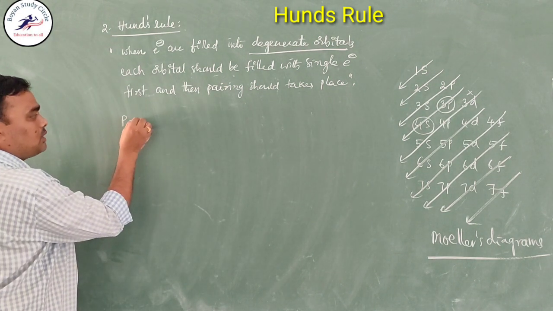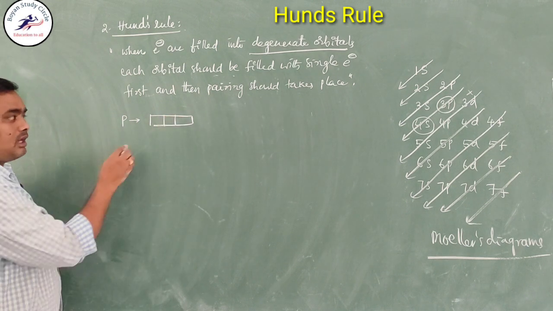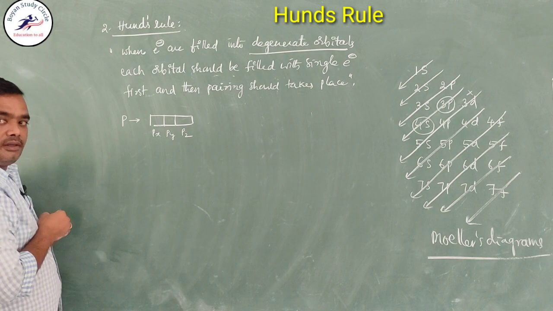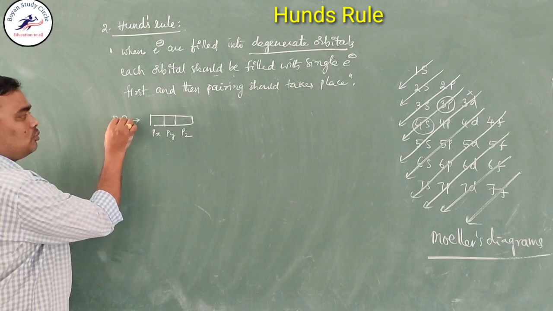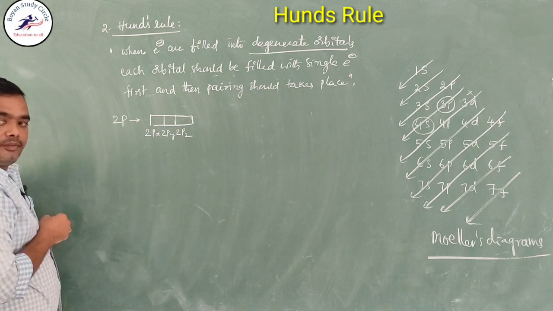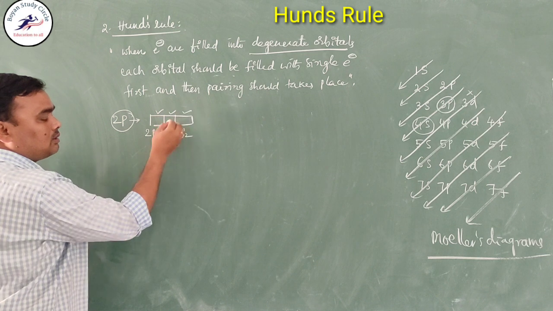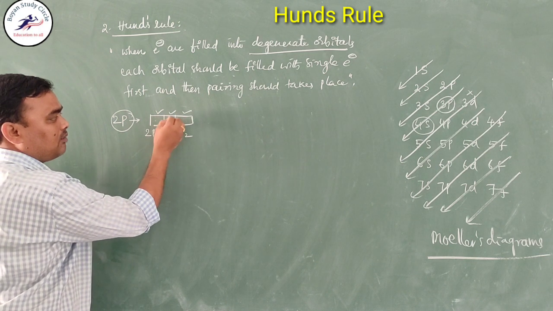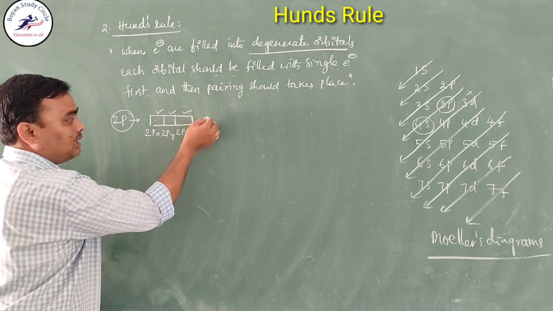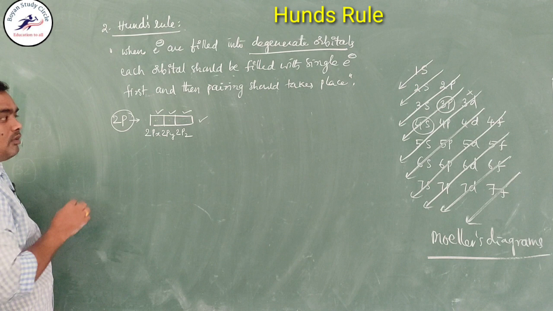In the p subshell, there are 3 orbitals. What are they? Px, Py, Pz. So, for example, if it is 2p, then 2px, 2py, 2pz. So, in the p subshell there are 3 orbitals and these 3 orbitals have the same energy. So, the orbitals with equal energy are called degenerate orbitals, right.